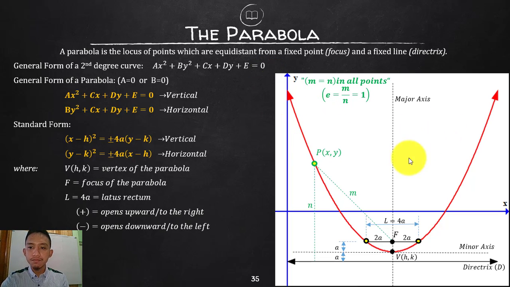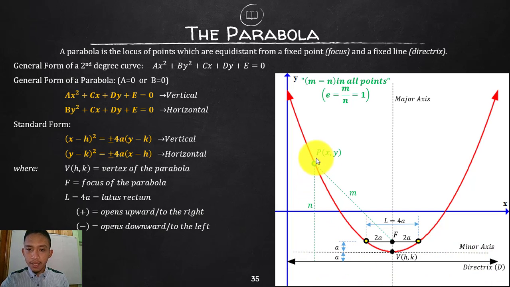So this is the shape of that. Let's say this is the parabola. If I consider a point, let's say this green point, and we have a fixed point, which we call the focus, let's denote that as F. And then we have a fixed line, which we call the directrix.